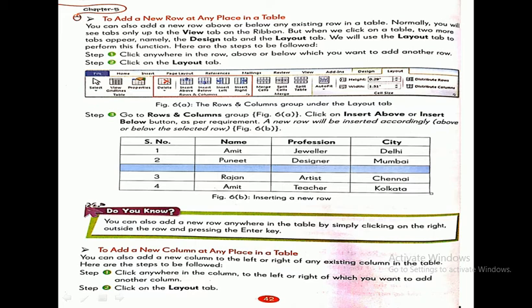Normally you will see tabs only up to the View tab on the ribbon, but when we click on a table, 2 more tabs appear, namely the Design tab and the Layout tab.